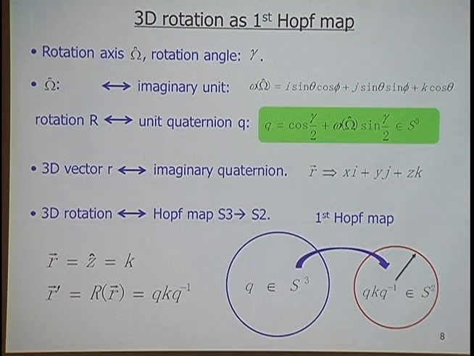Any rotation in three dimensions can be characterized by a rotation axis and a rotation angle. The rotation axis is characterized by a solid angle, and he mapped it to imaginary unit quaternions. And each rotation operation is mapped to a unit quaternion. This is the rotation angle and the rotation axis. And using today's language, if we map to Pauli matrices, this is nothing but the SU(2) rotation belonging to the S3 sphere.